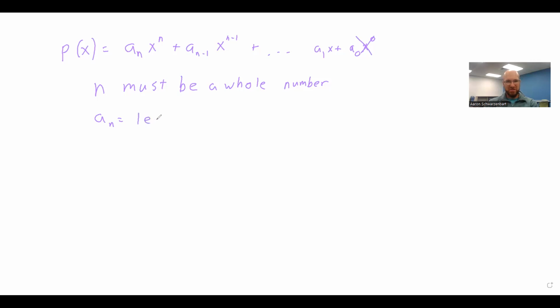A sub n is known as the leading coefficient. That's going to be important terminology. A sub 0 equals the constant term. The highest exponent is known as the degree. So degree n here, or if it's x to the fifth, and that's the highest exponent, that would be degree 5.